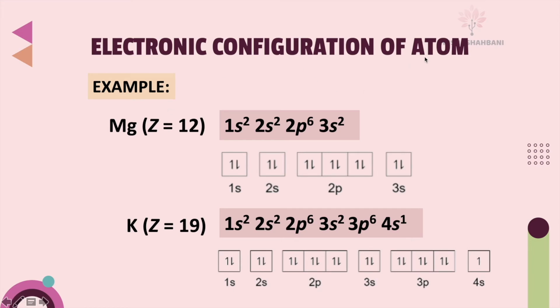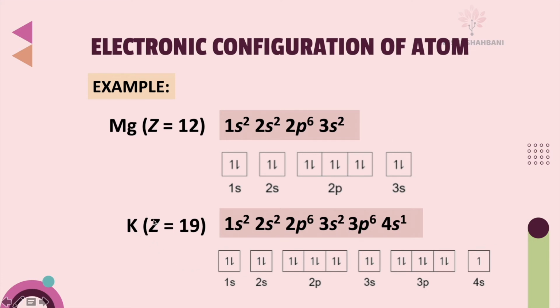Electronic configuration of the atom magnesium, for example. 12 protons means 12 electrons, so you must have 12 electrons in total. 1s2, two electrons can occupy 1s, two electrons can occupy 2s, so four electrons in total. We need 12. Then six electrons in 2p, px, py, pz. Now we have 10, and the other two you must fill in 3s2.